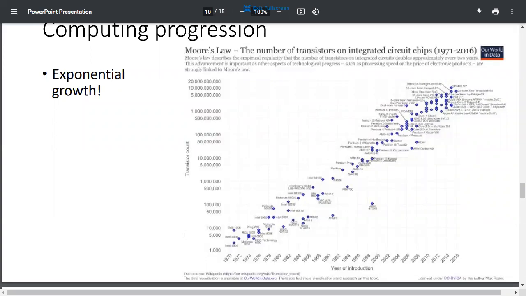So this is a log graph. If this was on a non-log graph, this wouldn't be a straight line. So a straight line on a logarithmic graph means that you've got a function which is increasing exponentially. It's an exponential function. It's increasing so fast.